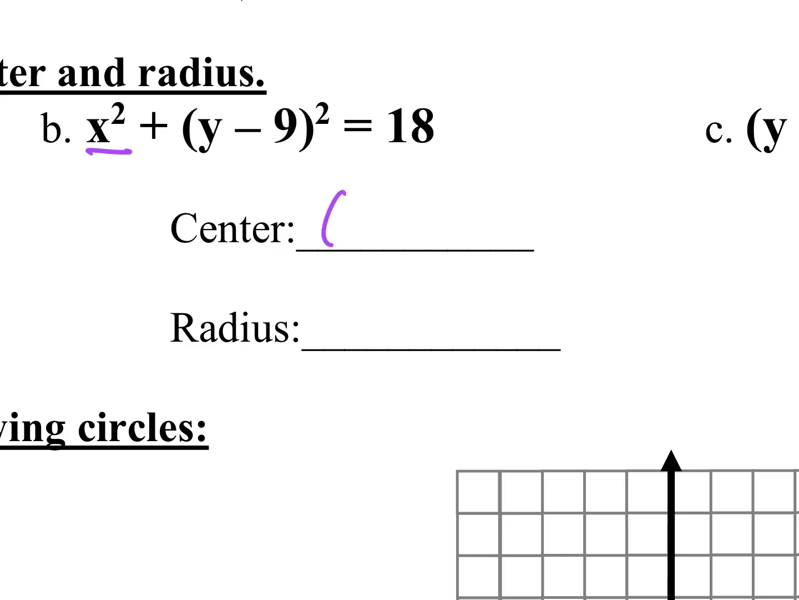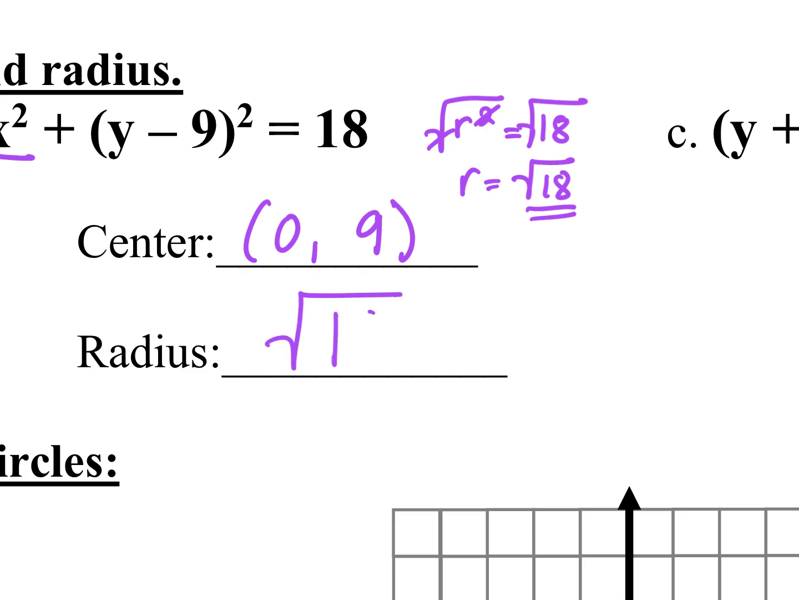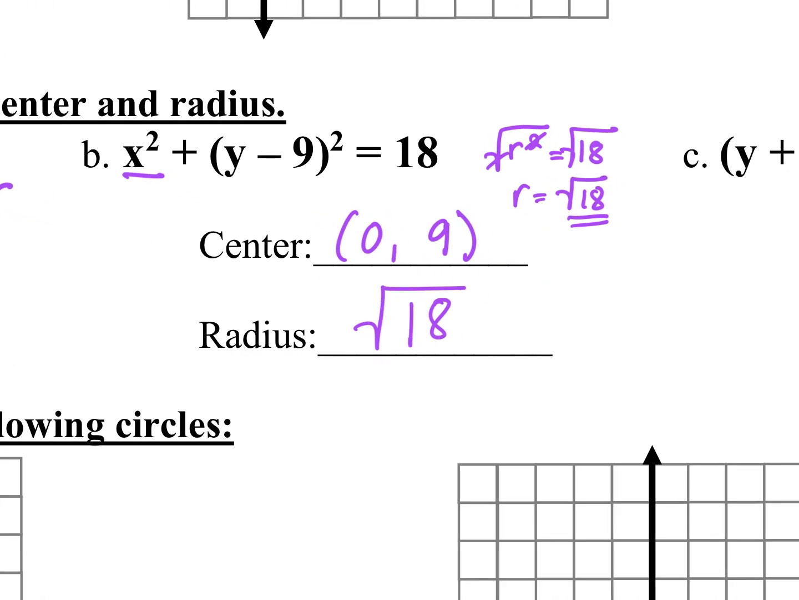Okay, so that's going to be 0 and 9. Okay, what about this one? If you have your r squared here, r squared is equal to 18. So if I'm going to take the square root of both sides, then my r is only the square root of 18. Now, we don't have to simplify this one. Let's stick to that. So the radius here is going to be square root of 18. Okay, so as simple as that.